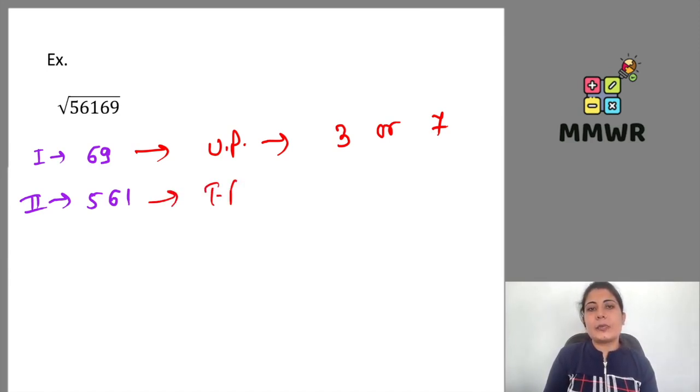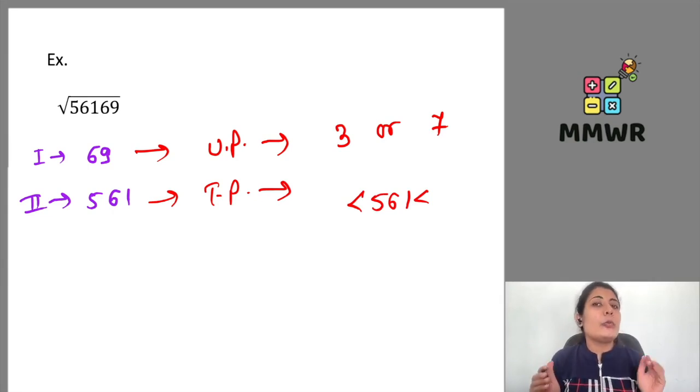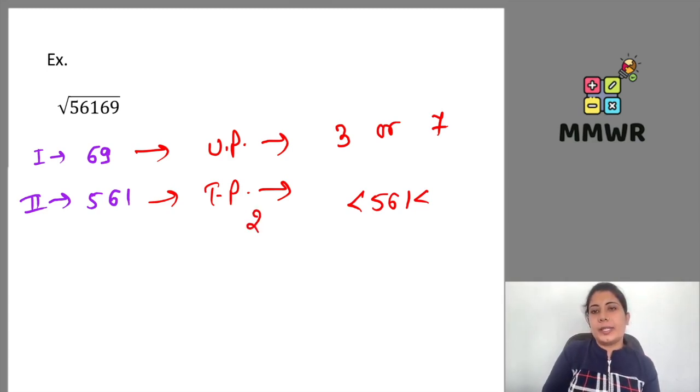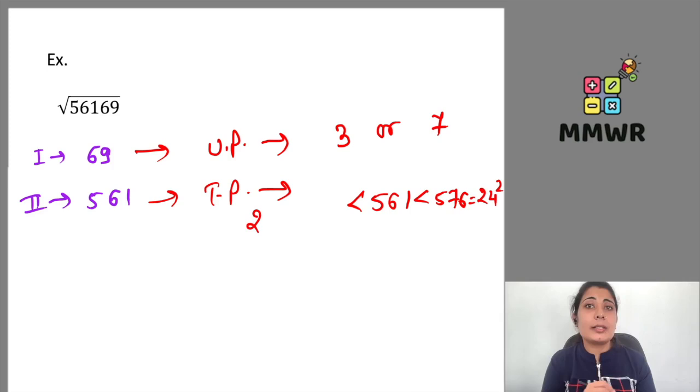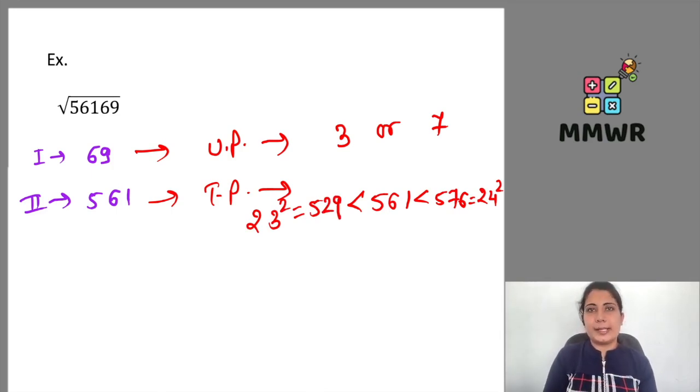And the tens place will depend on the second number. 561 is not a perfect square, but we have to see which two perfect squares it lies between. So 24 square is 576, which is greater than 561. And 23 square is 529, which is less than 561.